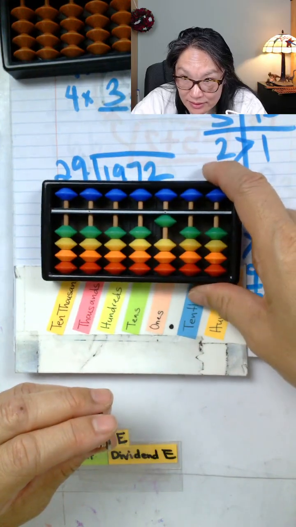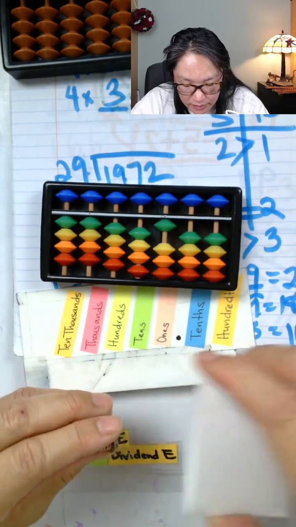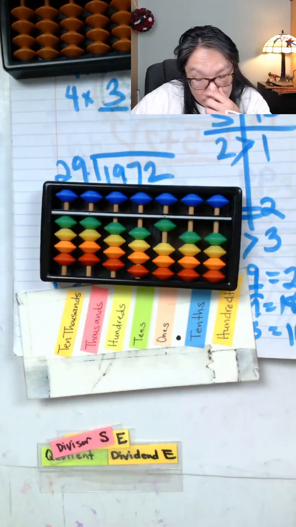Yes, this is the abacus. This is what we call a soroban. A soroban is a type of abacus. It's a Japanese abacus.